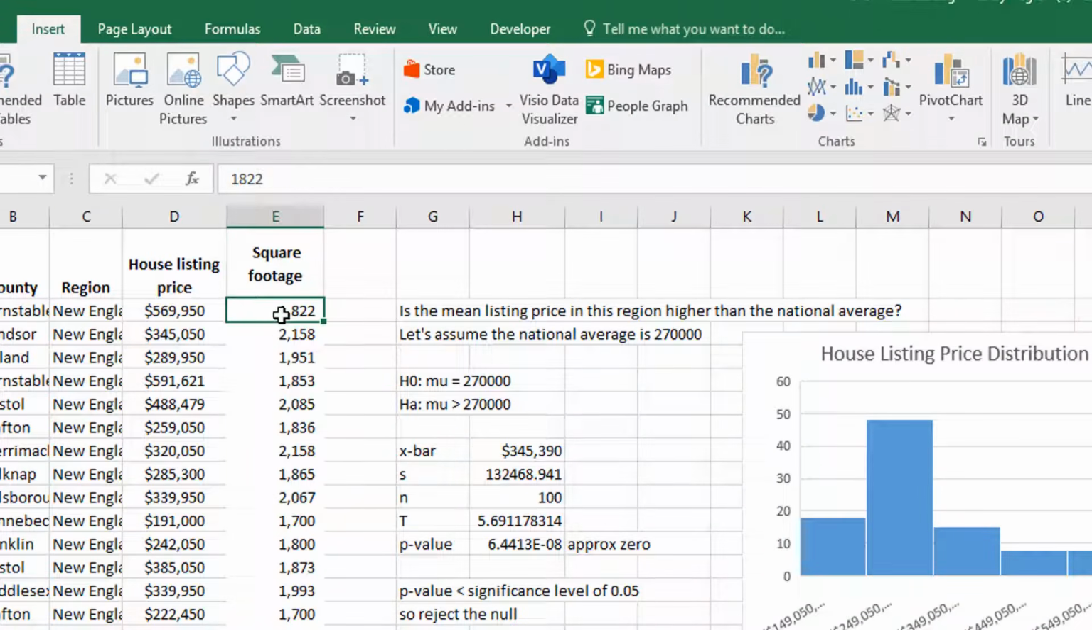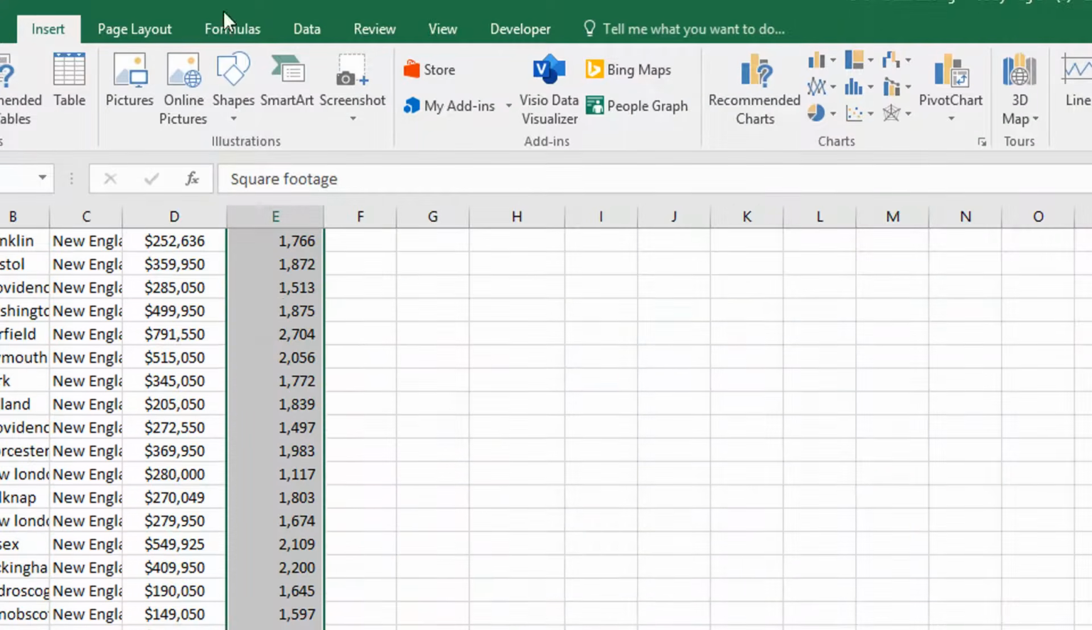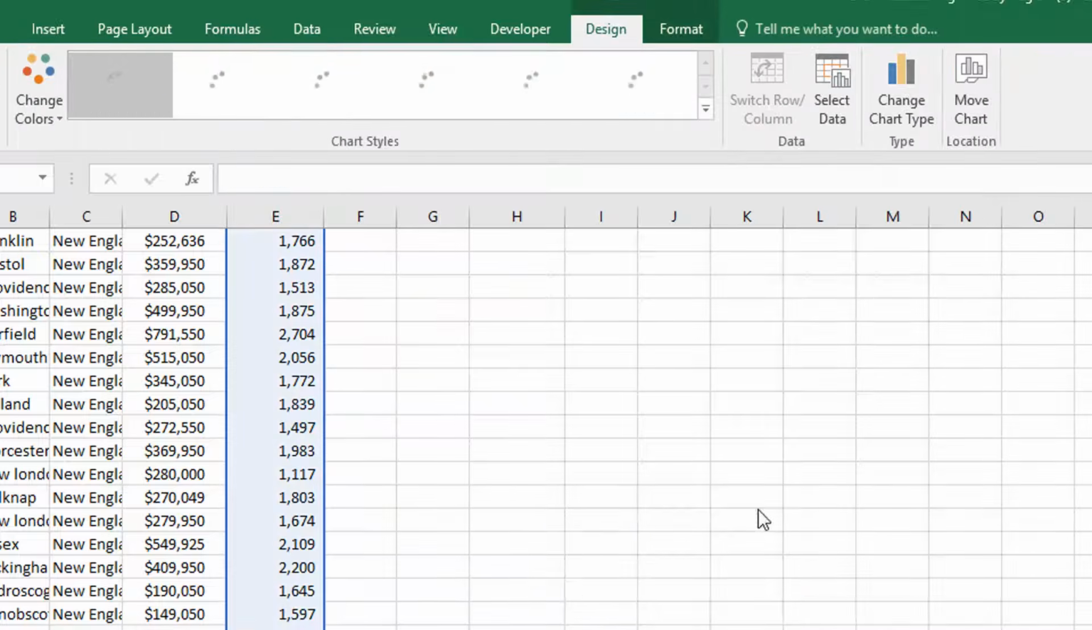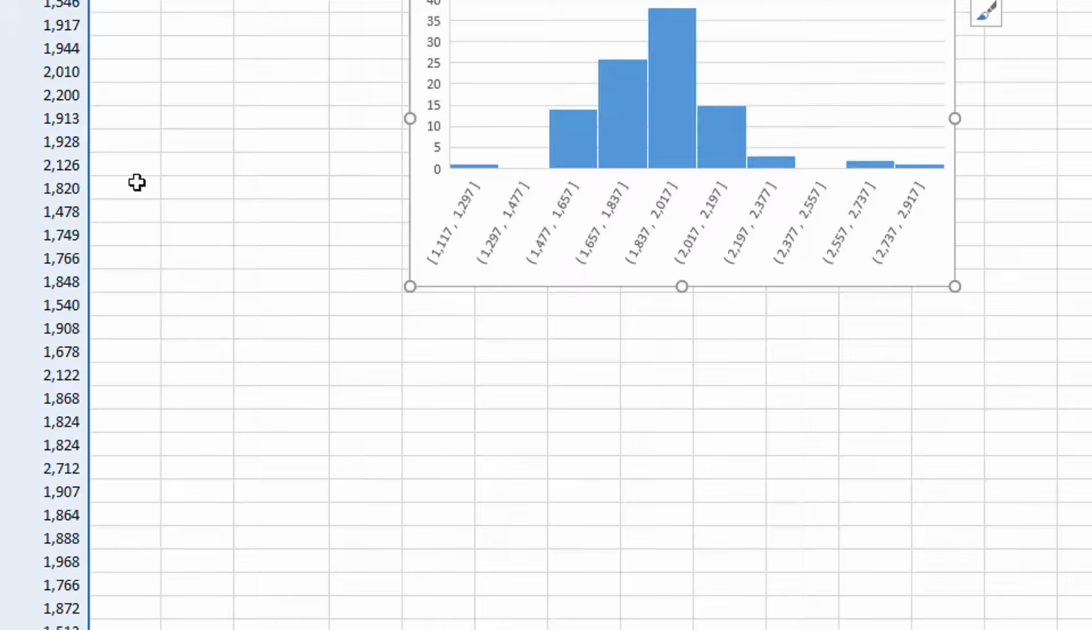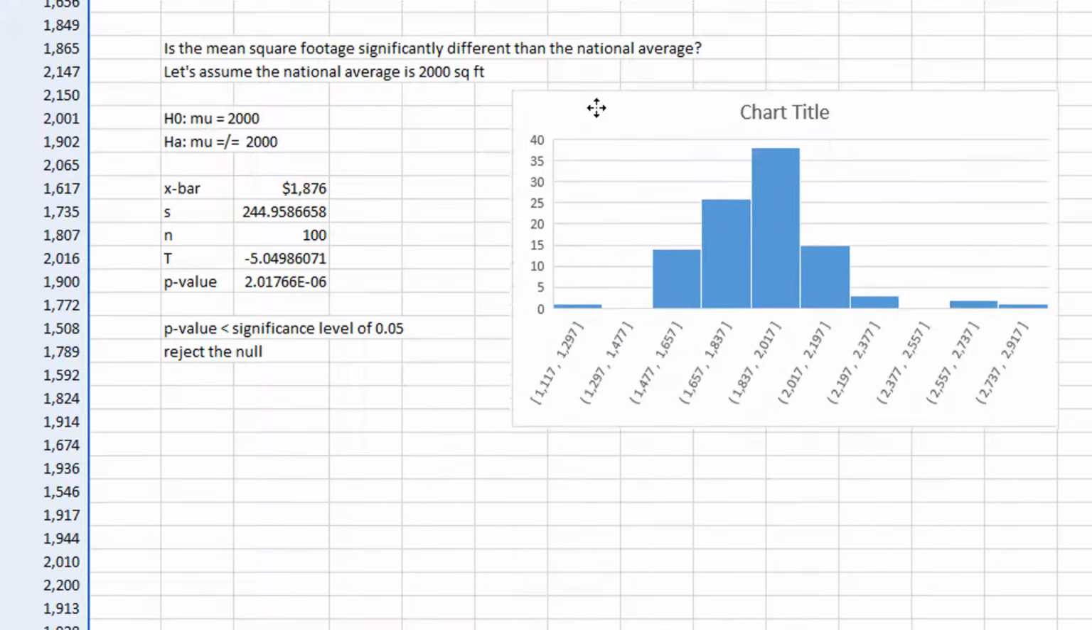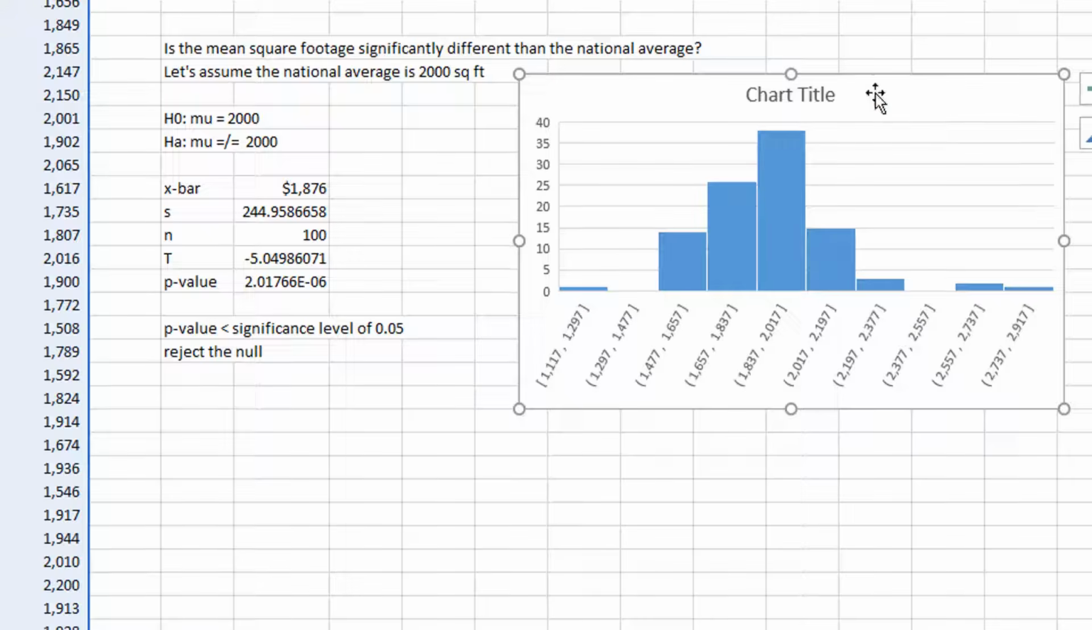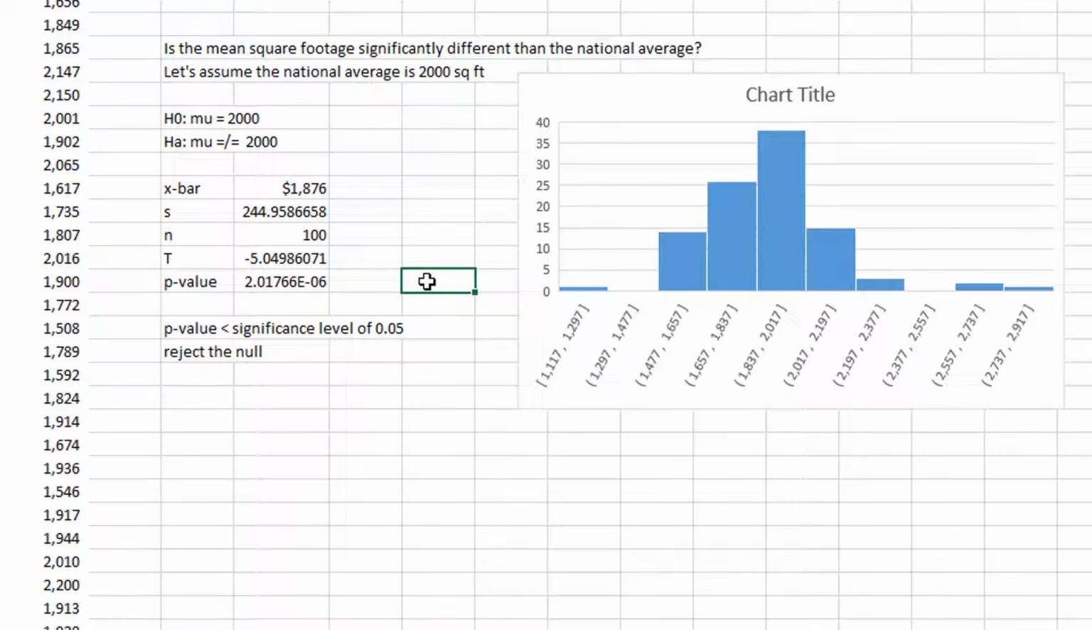Of course, I also want to include this histogram while we're at it. As far as square footage goes, we are going to insert a chart, a histogram, and now this is much more of a symmetric distribution, actually. So I would want to comment, first off, you want to change the title of that and make it look nicer.